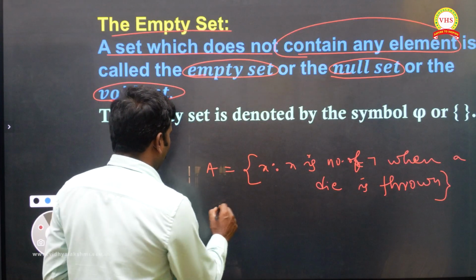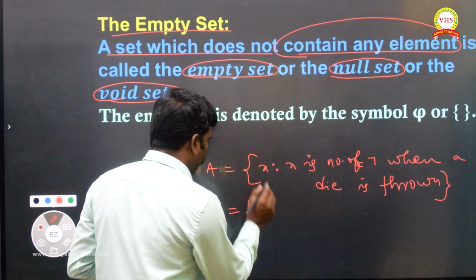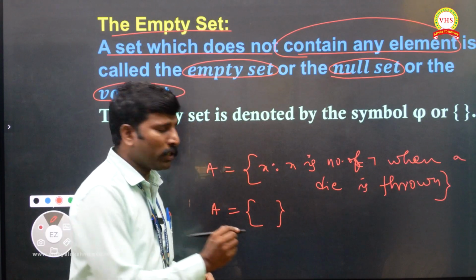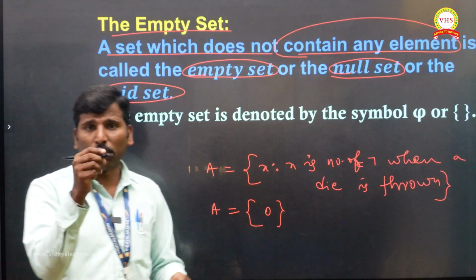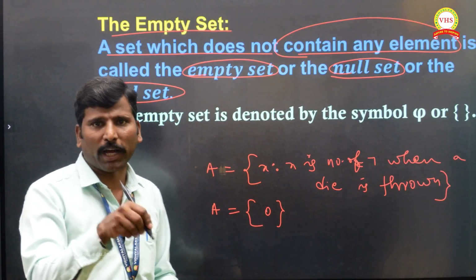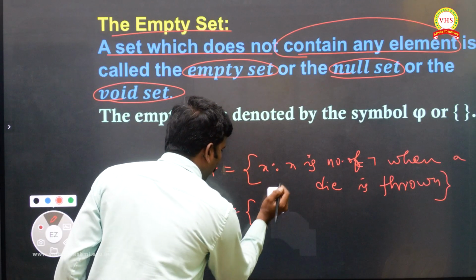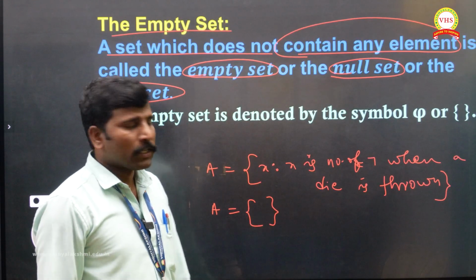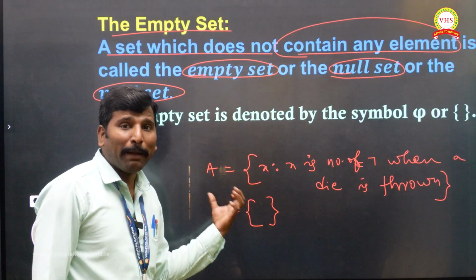It means nothing we are getting. Then A is equal to, when you write it in roster form, nothing you will be getting inside. Nothing means you should not mention 0. If you write 0, that is also countable, one of the elements we have inside. So inside the bracket don't mention anything. That's it. This is the way to write an empty set.